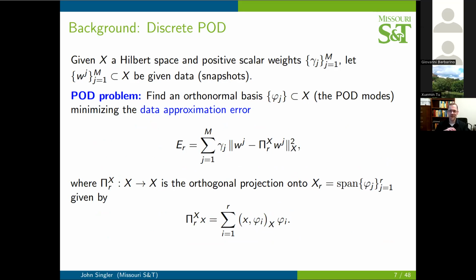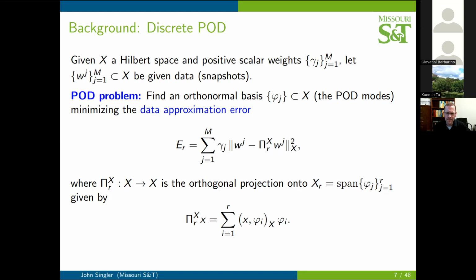I'll talk about POD in a discrete setting and in a continuous setting. So please stop me if you have questions on the notation. I tried to make the notation nice, but it is what it is. So I'll be looking at a Hilbert space, or multiple Hilbert spaces eventually. This Hilbert space X can either be a continuous space, so something for partial differential equations, the space of square integrable functions on some domain, or smoother functions. Or it can be a finite dimensional Hilbert space, like a finite element space, with some inner product and norm.